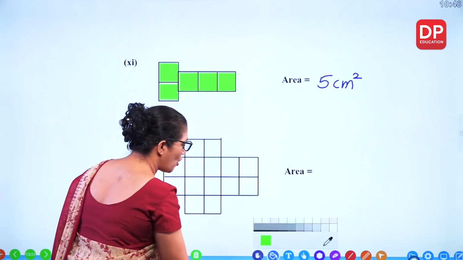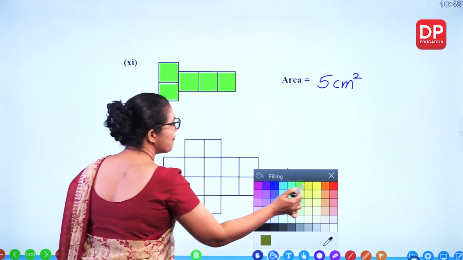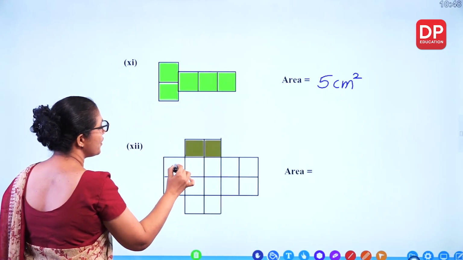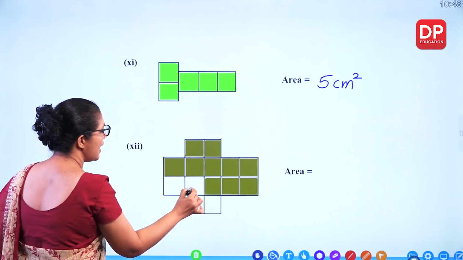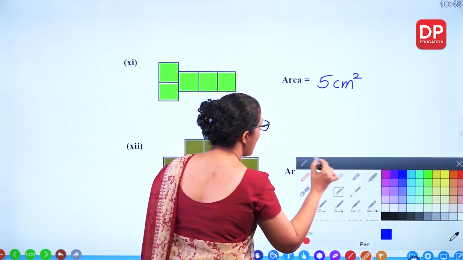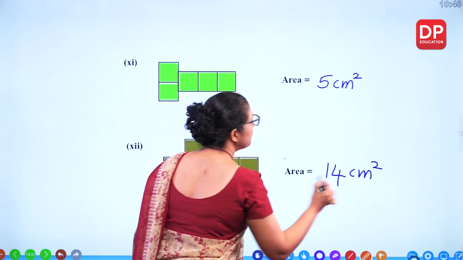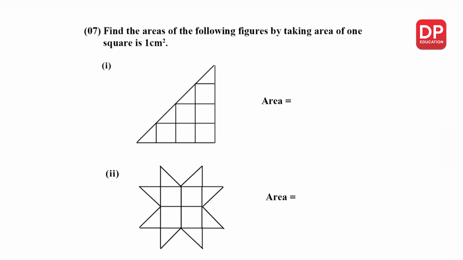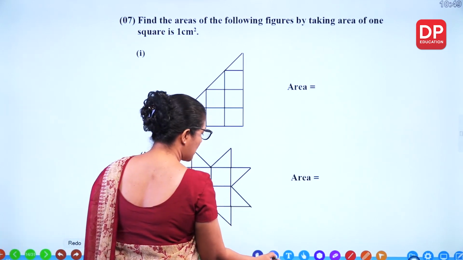And what about this one? 1, 2, 3, 4, 5, 6, 7, 8, 9, 10, 11, 12, 13, 14 squares are there, with 1 square centimeter each. Find the areas of the following figures by taking the area of 1 square as 1 square centimeter. First, we'll count the squares.